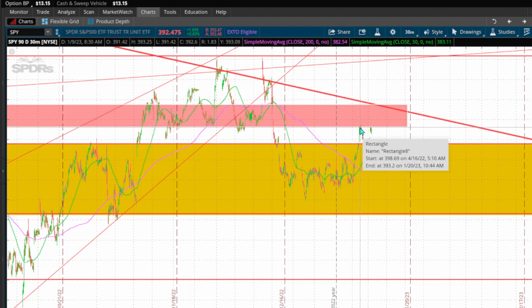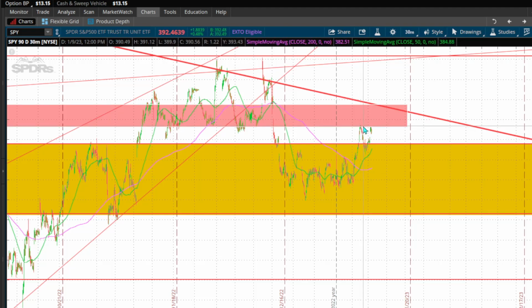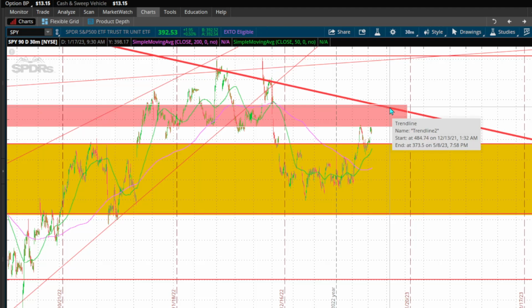And then notice that we're trying to get back into the supply zone, but we're constantly rejecting. So it's very possible that we could get back into this. This would be right around 393 to 398. But look what's above us, this thick red line. This thick red line has been resistance for the entirety of a year. So it's very possible that we just get right back into the supply zone. We hit this 398-ish area.